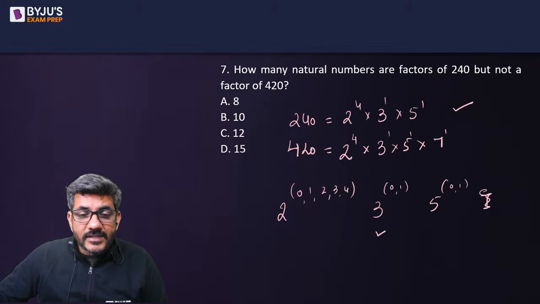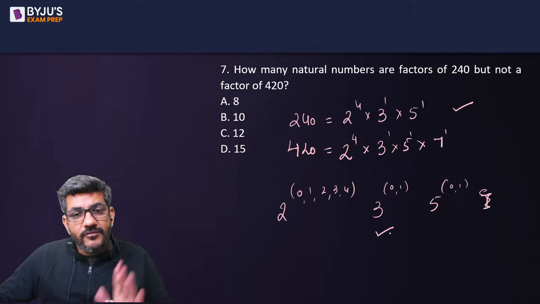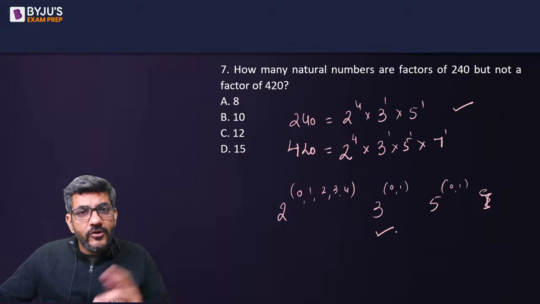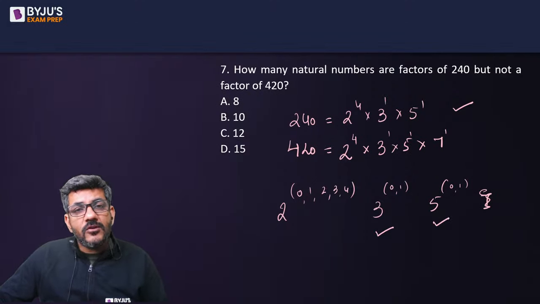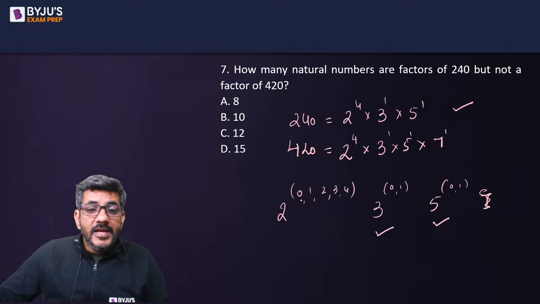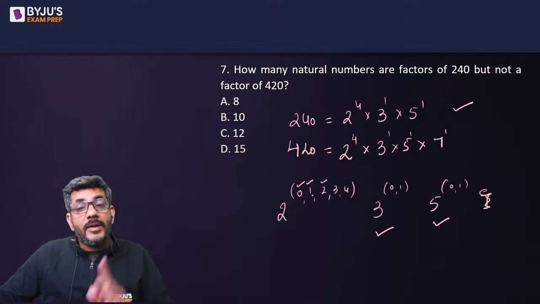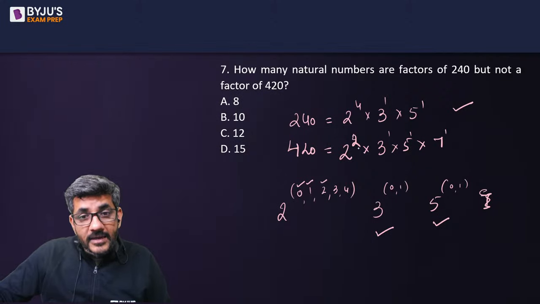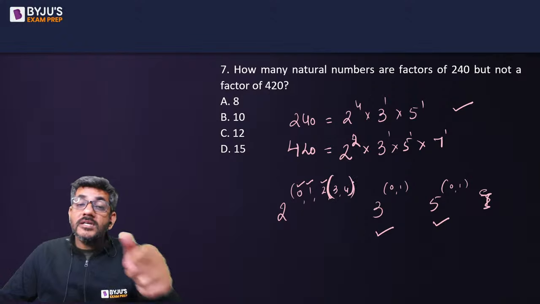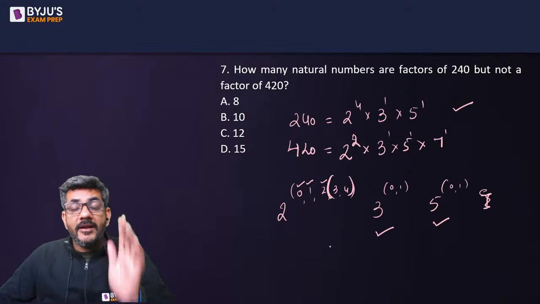If power of 3 is 0 or 1, it will automatically satisfy for 420 as well. It will divide 420. If the power of 5 is 0 or 1, it will divide 420. If the power of 2 is 0 or 1 or 2, it will divide 420 as well, right? But when the power of 2 is 3 or 4, it will not divide 420, but it will divide 240.